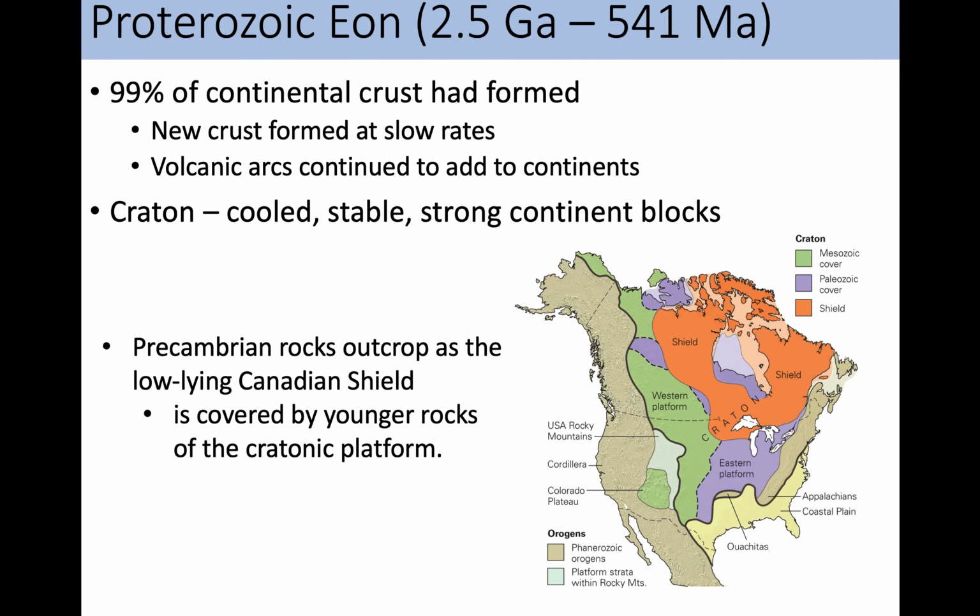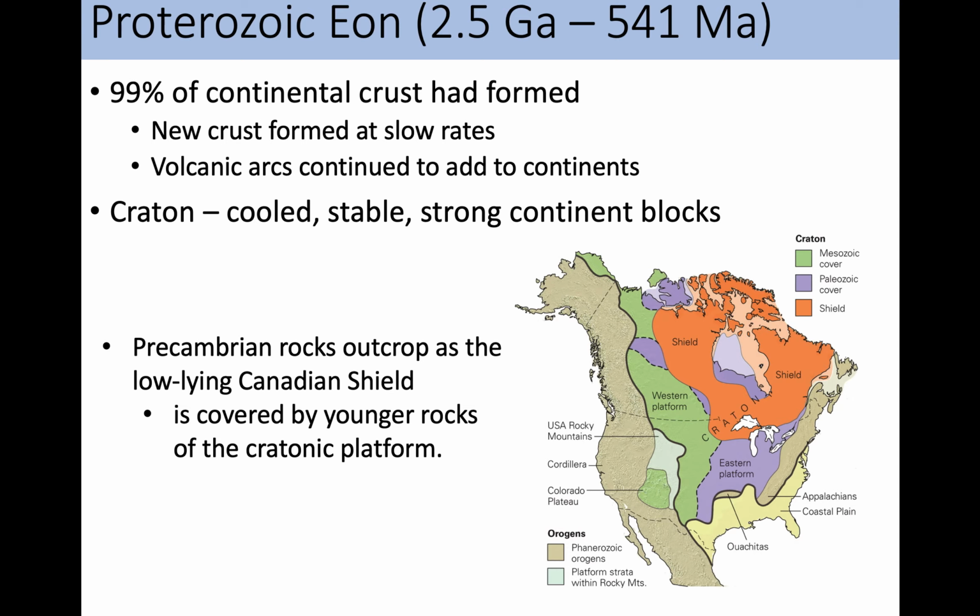So by this point, like I showed on that graph earlier, 99% of our continental crust had formed. So 99% of the continental crust that we have now had already formed by this time. New crust forms at really, really slow rates, but we did still have volcanic arcs combining and colliding into our continents, adding land mass. So you might hear the word craton when you're thinking of continents and proto-continents way back when.